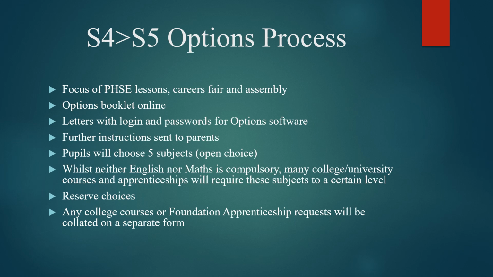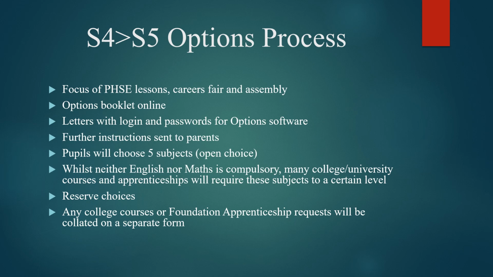And whilst neither English nor Maths is compulsory in S5 and 6, you need to be aware that many college or university courses and also apprenticeships will require you to have English and Maths to a certain level. Therefore, the recommendation is that you at least try and gain a National 5 in English and Maths.